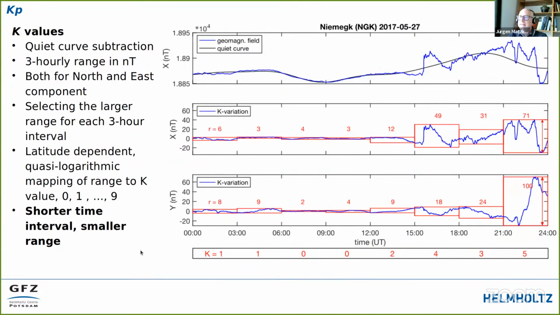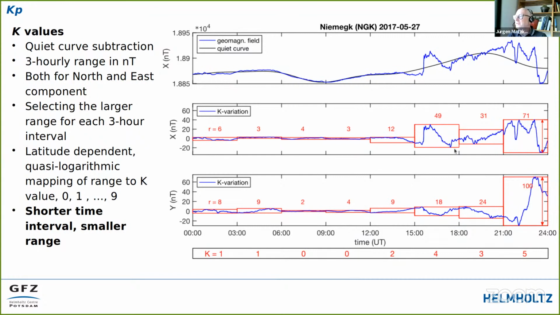Now, how is the K value, the underlying parameter for Kp, determined? In the top panel, you can see in blue the geomagnetic field recordings of the north component X at the observatory Niemegk. The black curve shown here is the so-called quiet curve. That is determined by an algorithm. It's a kind of smoothing. And after subtracting the quiet curve from the blue magnetic field measurements, we get the blue curve in the middle panel, which is called the K variation or magnetic disturbance.